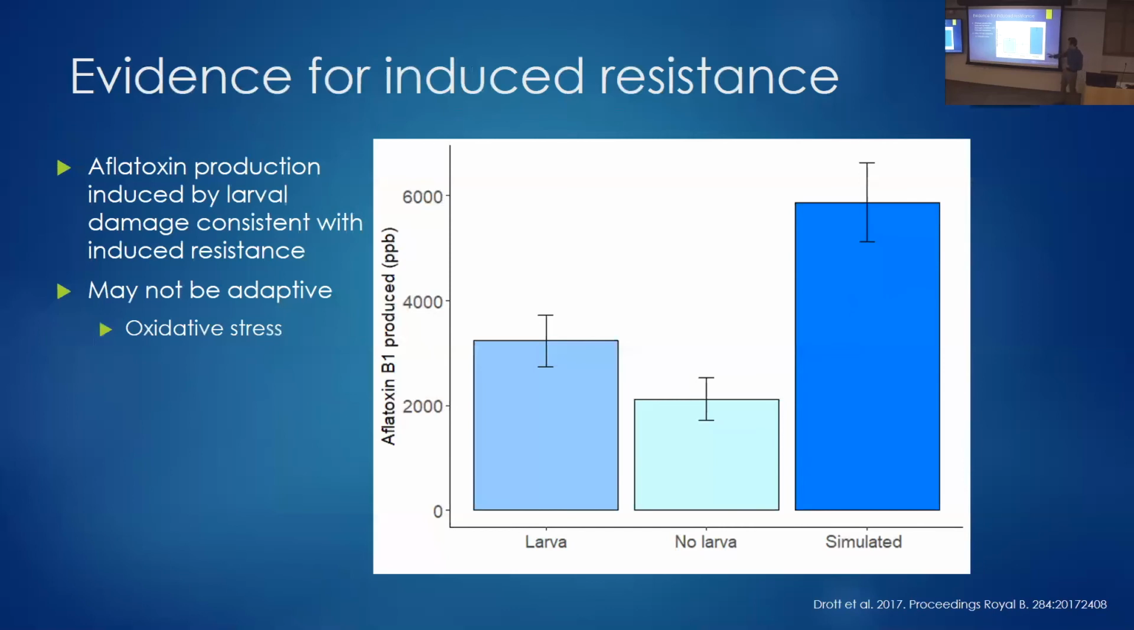Now, it's important to note that because it also does this just when I stab it with a toothpick, just when it's physically damaged, not only when the larva does it, it's not clear that this is necessarily an evolved adaptive response. This could just be that when I damage it, it releases oxidative stress. Oxidative stress is known to increase aflatoxin production. And so this could just be that when you damage it, it produces more aflatoxin, not that it's an evolved relationship between the two. Okay?